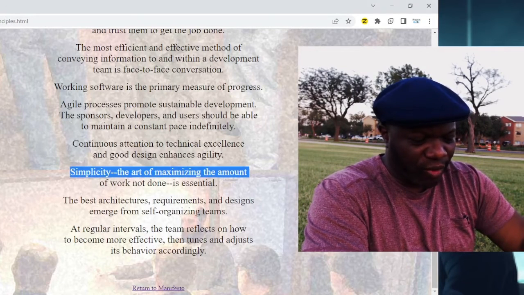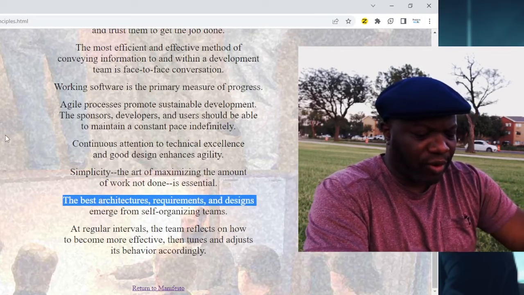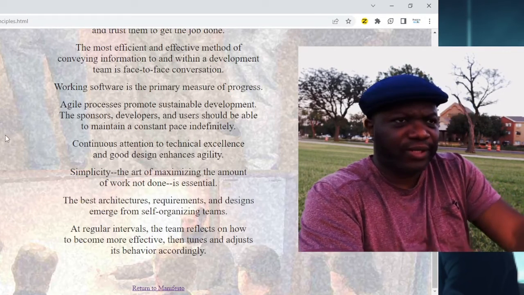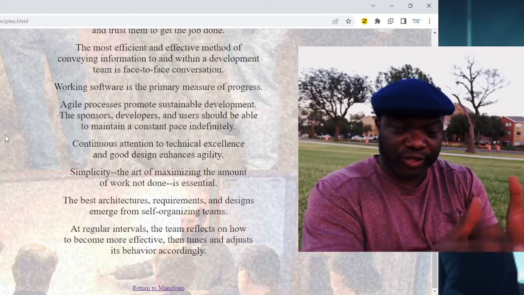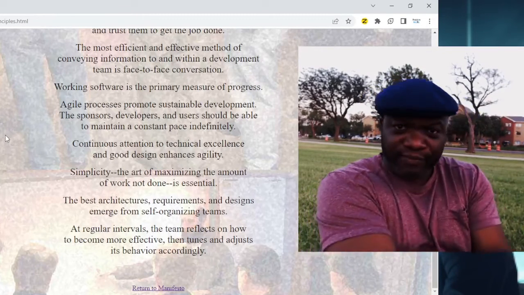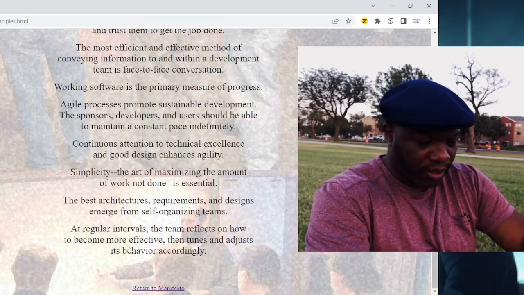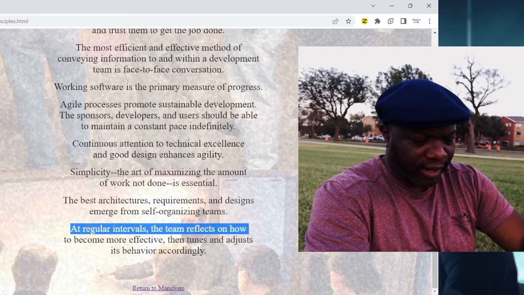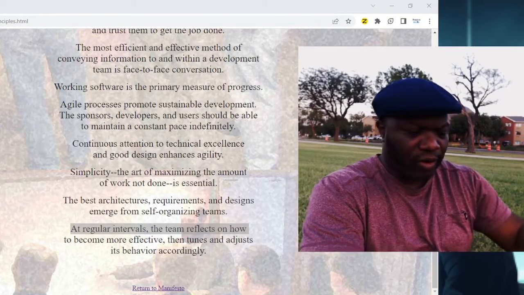All right, it's coming down to the wire here, my friends. We've got two left. This says the best architectures, requirements, and designs emerge from self-organizing teams. It's been proven when you give the team the environment and support they need, trust them to get the job done, let them figure it out, they get the best results. The final one here just says at regular intervals, the team reflects on how to become more effective, then tunes and adjusts its behavior accordingly.